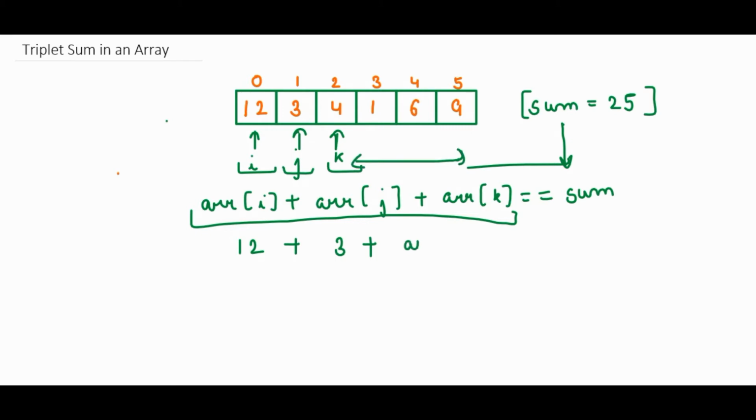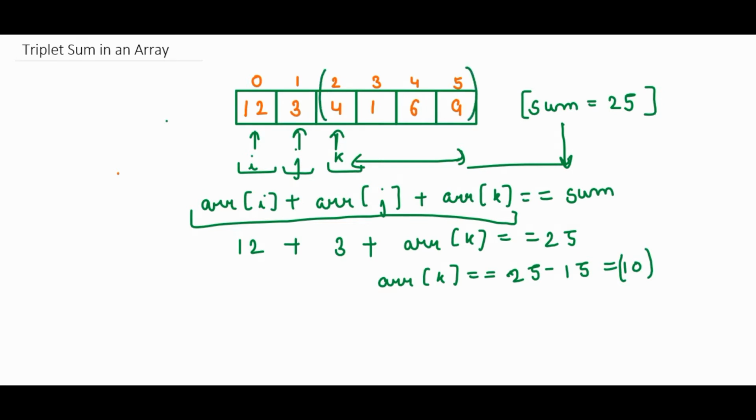Okay, that means we have array of k, which is equal to 25, which we need. So array of k should be 25 minus 15, right? So there should be an element 10 in the remaining array if we have two elements which are fixed as 12 and 3. Okay, so we will traverse our k, but we will not find 10 in it, right? Because no element is 10.